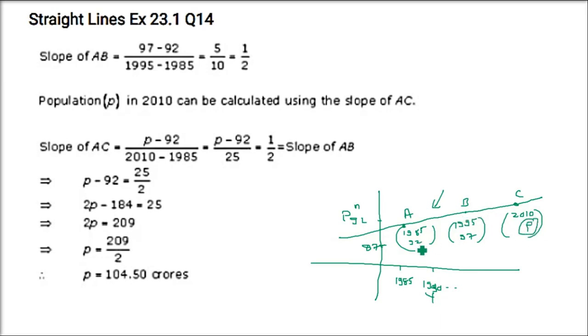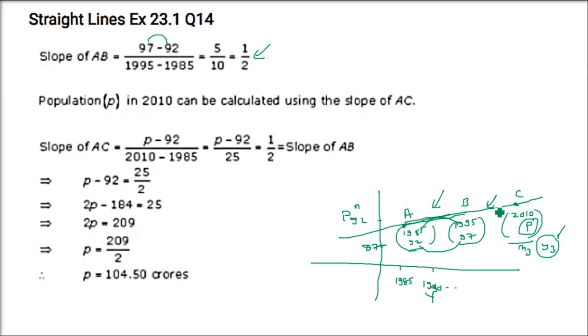So basically you have to find out P. If the third point is assumed to be (x3, y3), you have to find y3. The slope of AB equals the slope of BC equals the slope of AC. All these three segments will have the same slope. So let us find AB: (97 minus 92) by (1995 minus 1985), it will be half.